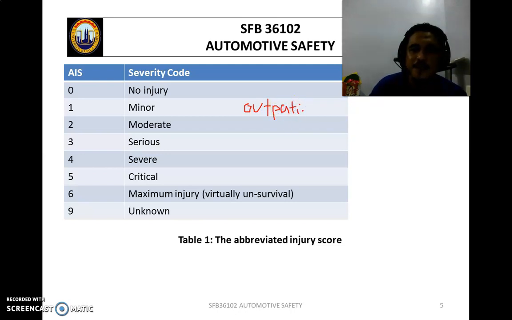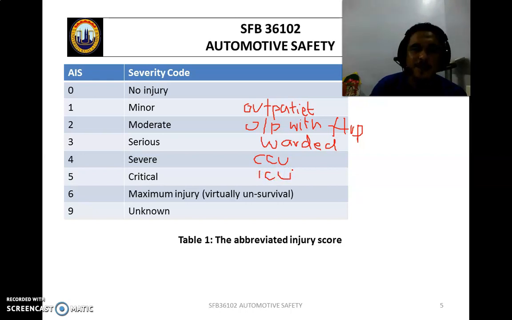Okay, and moderate is still an outpatient, but we need to follow up. Okay, serious injury refers to being warded. If any injury requires being warded in hospital, it is considered a serious injury. What is the difference between severe and critical? Normally, severe refers to the CC ward, and critical refers to the IC ward.